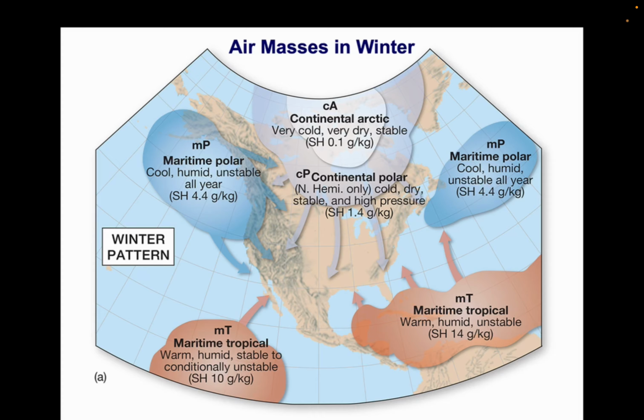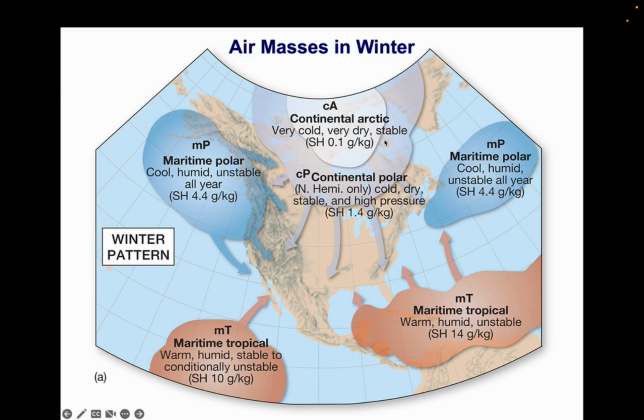We'll cover in the next slides how we categorize air masses and movements of air as stable and unstable. But if we're looking at continental Arctic air mass, it is very, very cold, very dry. Why is it dry? Because it's actually not coming from the ocean. It is coming from the continents. These are very cold, very dry, and stable air.